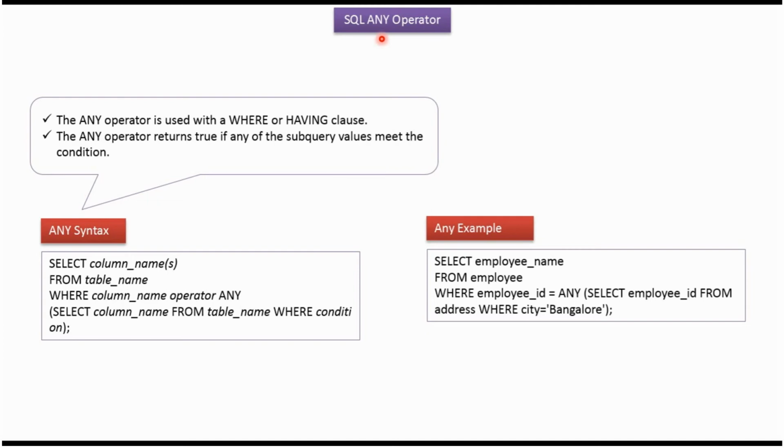In this video tutorial, I will explain the SQL ANY operator. Here you can see the syntax of the ANY operator. Select column names from table name where column name, operator, ANY, and the subquery. The ANY operator returns true if any of the subquery values meet the condition. The ANY operator is used with the WHERE clause or HAVING clause. We will see one example now.